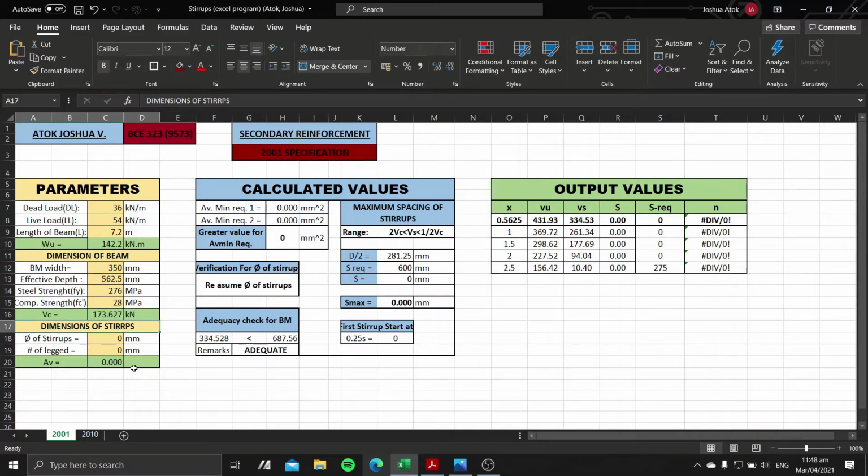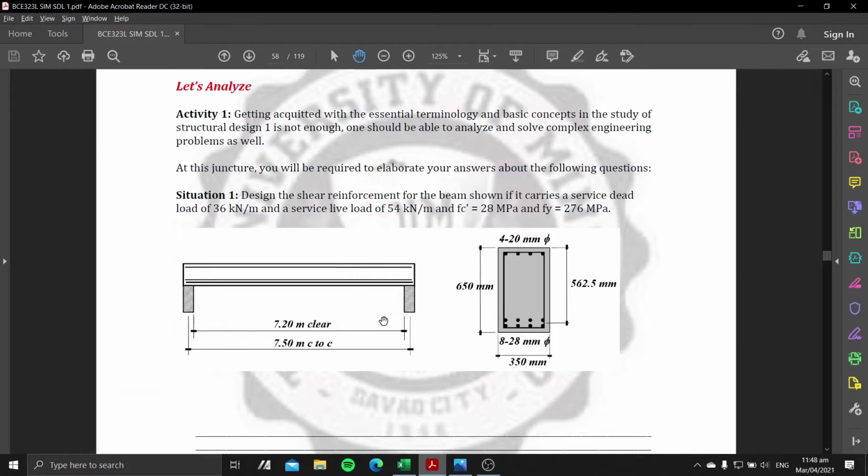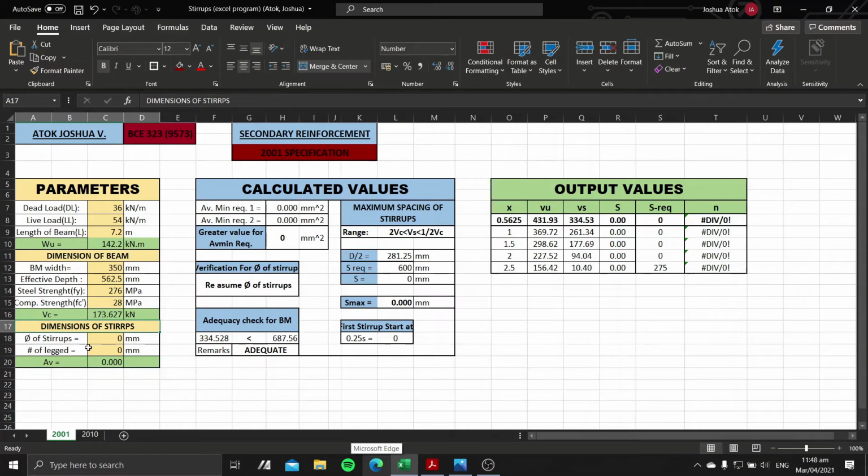Since the problem didn't give us any value for the diameter of our ties or stirrups, we are going to assume a value, and it will calculate the value of our spacing. These values will also give us the area of our shear reinforcement, and we are going to test through these conditions whether the assumed diameter is acceptable or not.